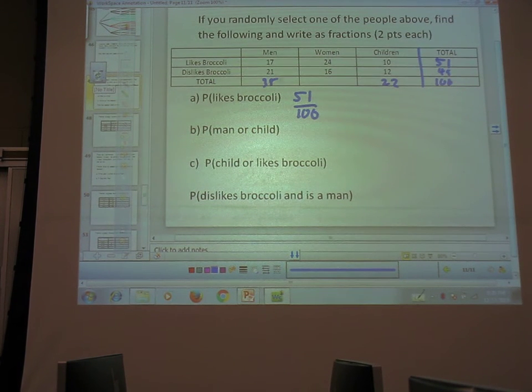Nope, I've got 38 men, and there are 22 children. Sorry, 60. So 60 out of 100. Good so far? Yes.